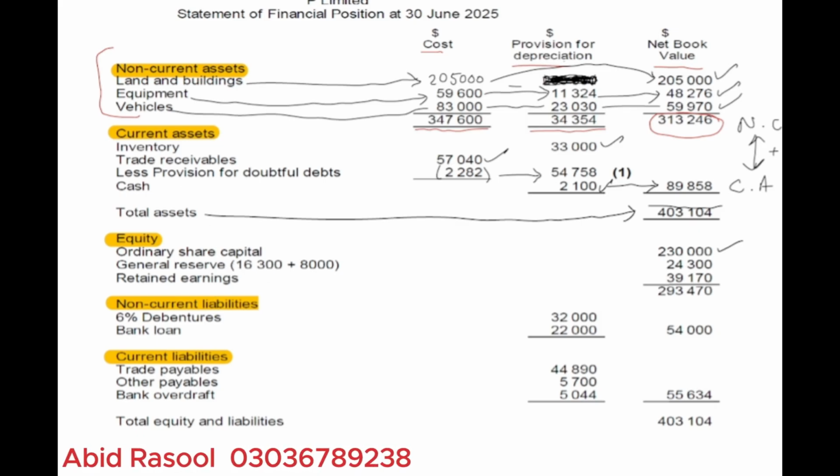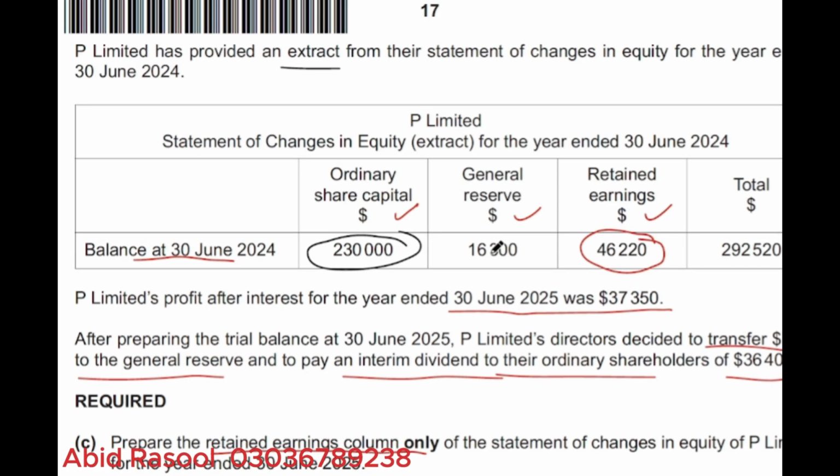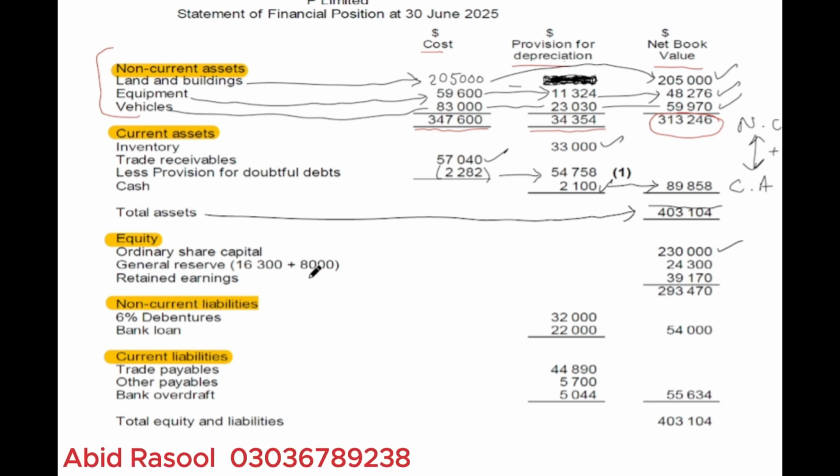General reserve's balance was given here as 16,300, and here it was decided that 8,000 is to be transferred. Means this 8,000 will also be added into the general reserve. That's why we will show this addition in the brackets, and we will write here 24,300, 16,300 plus 8,000. This 8,000 is what the directors had decided in the current year. Okay, and retained earnings 39,170.